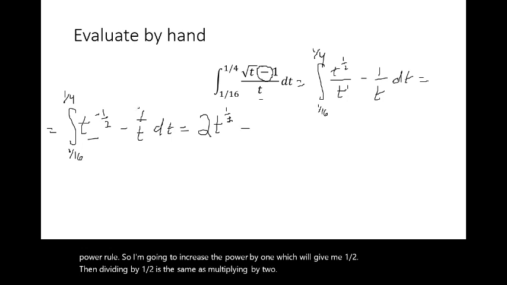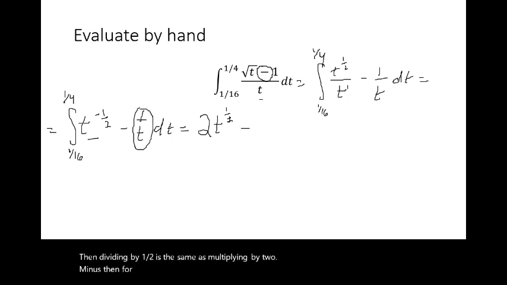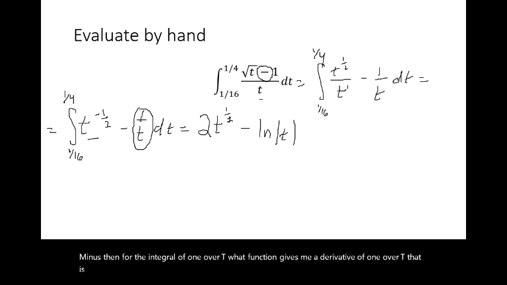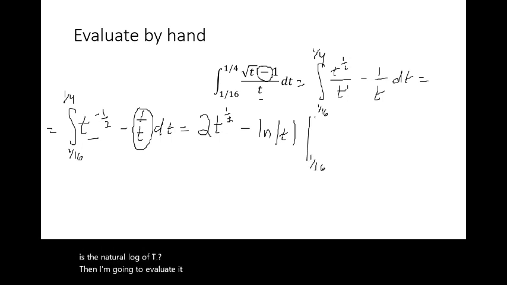Minus. Then for the integral of 1 over t, what function gives me a derivative of 1 over t? That is the natural log of t. Then I'm going to evaluate it between 1/16 and 1/4. So you plug in the upper bound first.